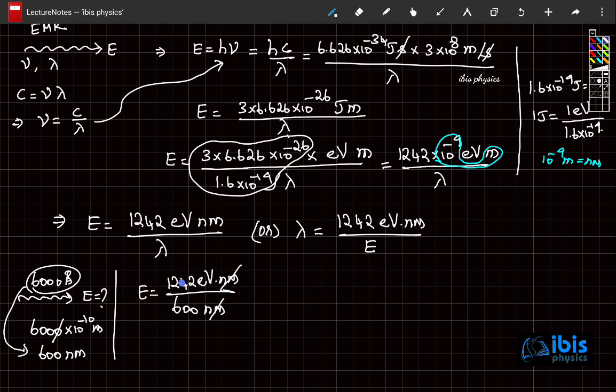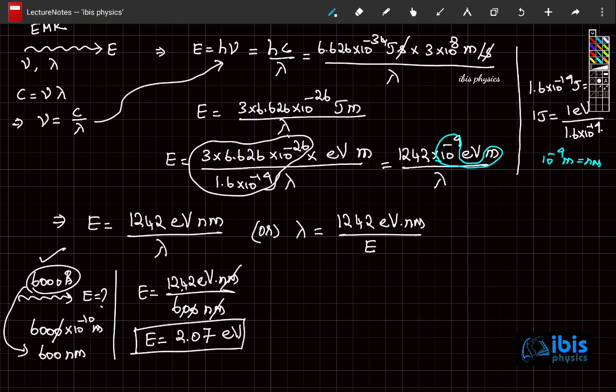Nanometer will be cancelled. Dividing, with the 2 zeros, it is 12.42 by 6, so energy is equal to 2.07 electron volt. Like that you can find energy. If you know the wavelength, you can find the energy of the wave, or vice versa.